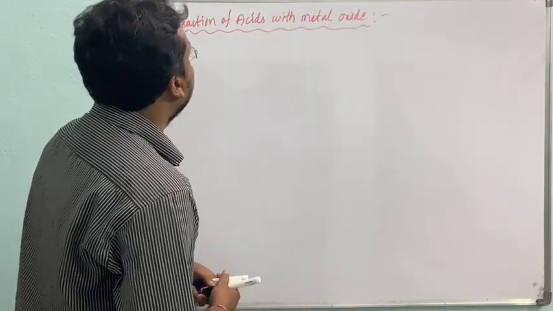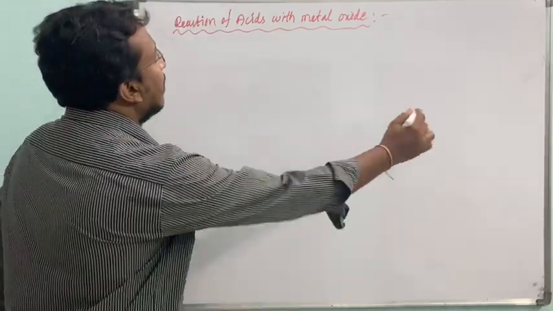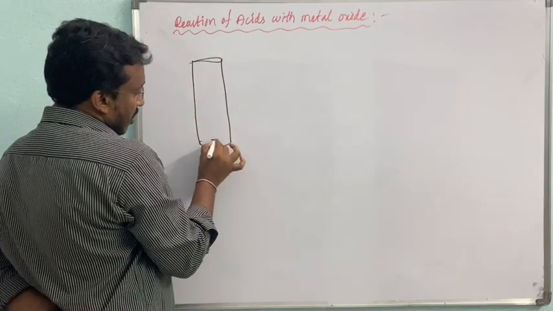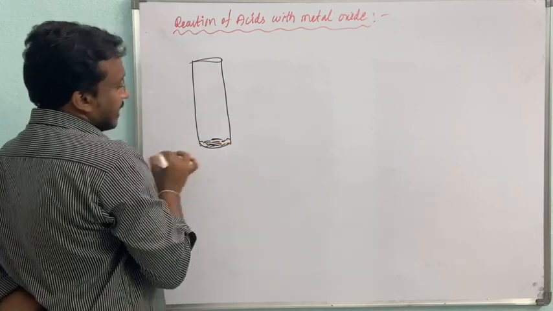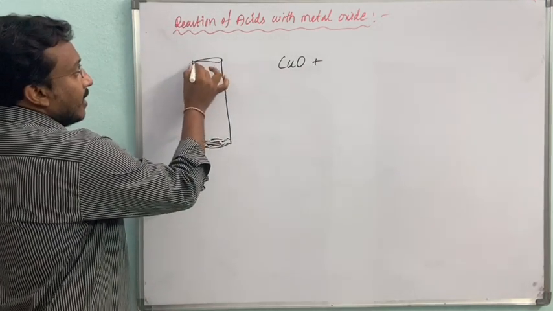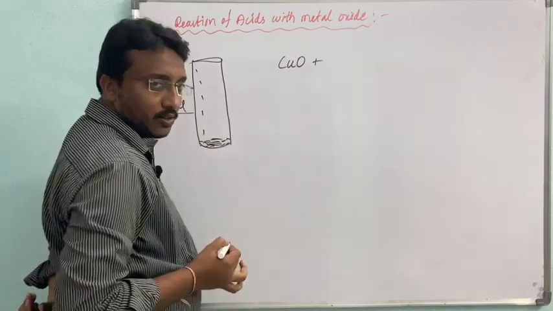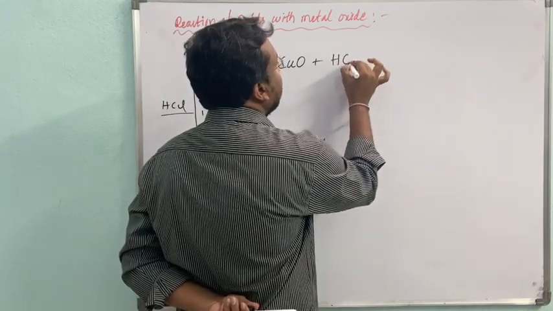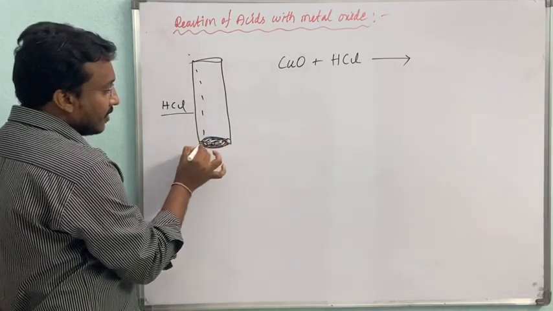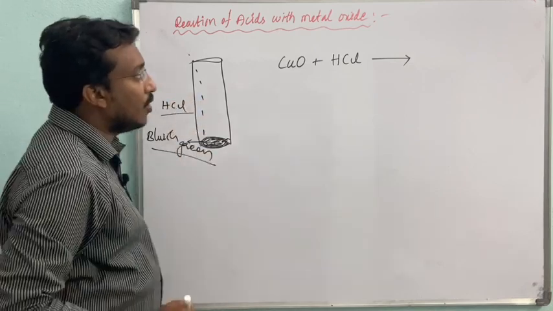Okay, the next activity is reaction of acids with the metal oxides. Take a test tube, and take a small amount of copper oxide, CuO, and add a small amount of HCl drop by drop to this copper oxide. I have added HCl. Then we notice that while adding, the color of the solution turns into bluish green.